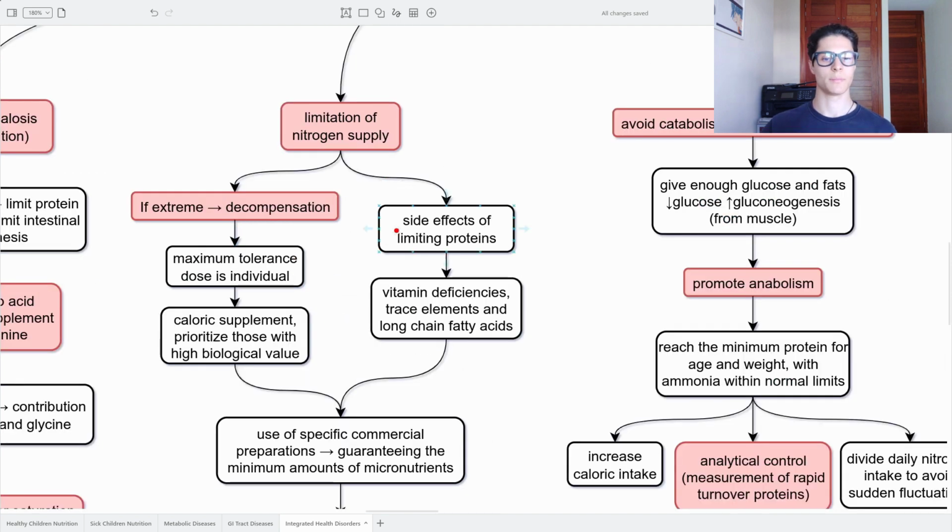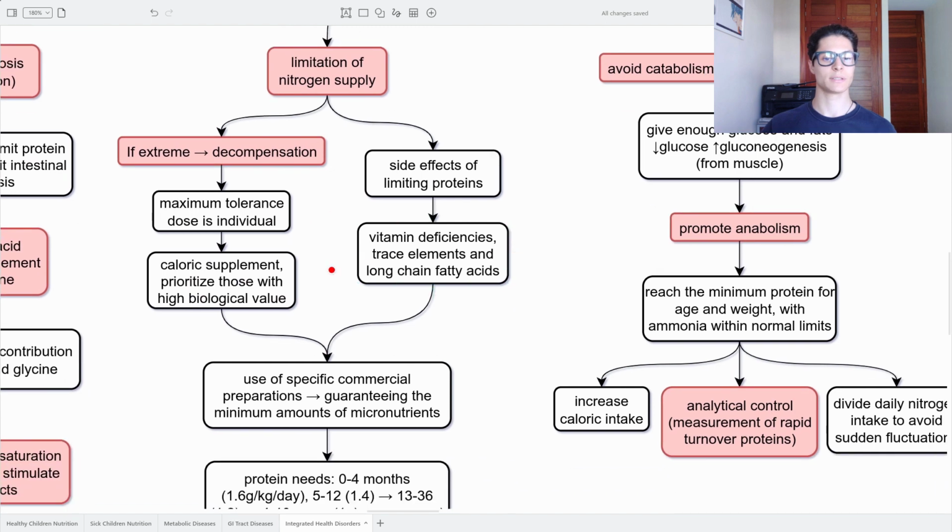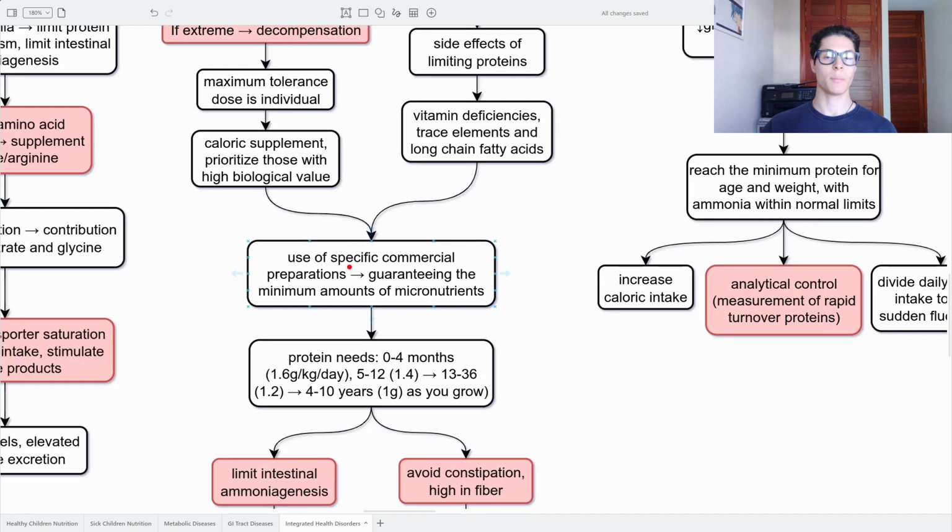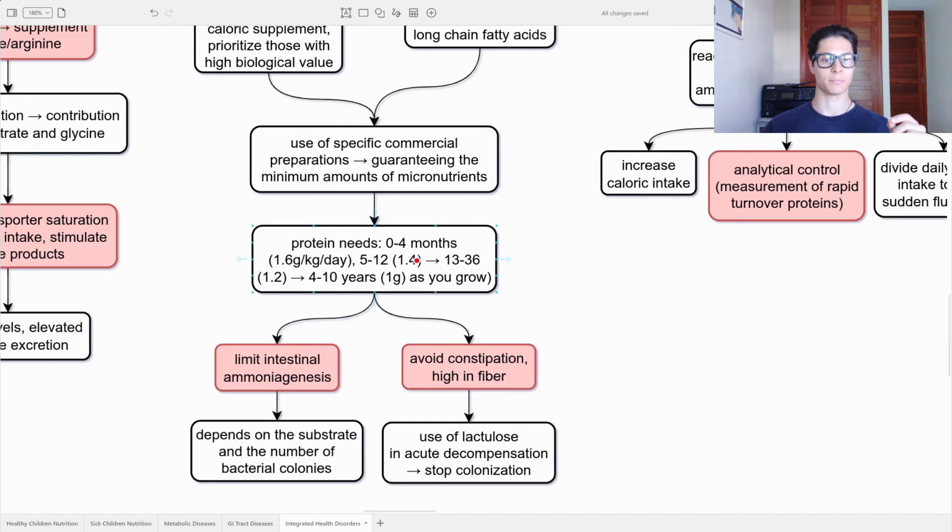The side effects of limiting proteins are vitamin deficiencies, trace elements, and long-chain fatty acids deficiency, indeed. We can make use of specific commercial preparations to guarantee the minimum amounts of micronutrients. The protein needs in this pathology are, from 0 to 4 months, 1.6 grams per kilogram per day, from 5 to 12, 1.4, and from 13 to 36 months, 1.2, to then go to 1 gram from 4 to 10 years. So as we grow, we lower the number from 1.6 to 1.